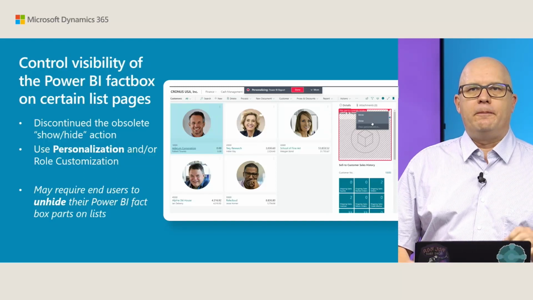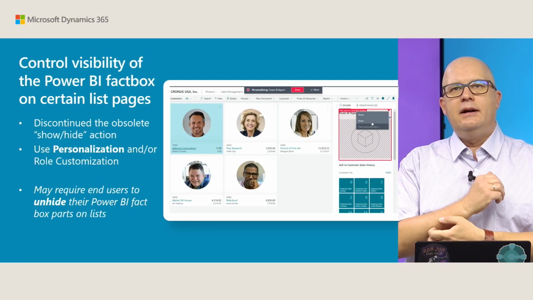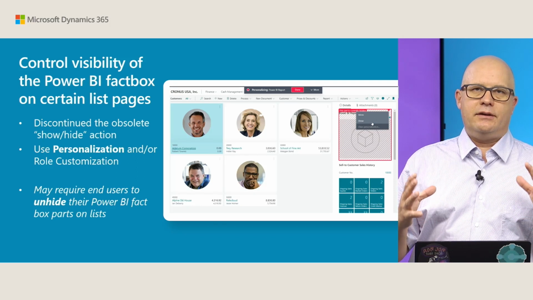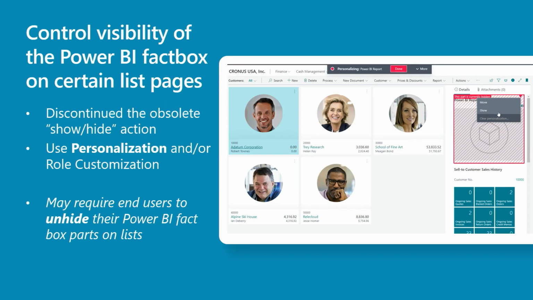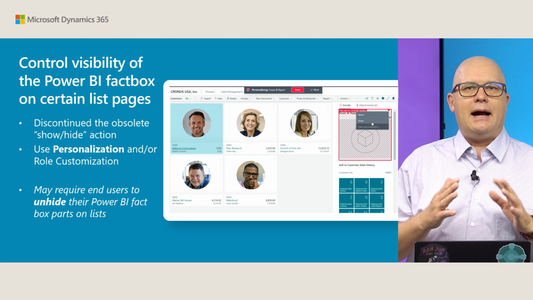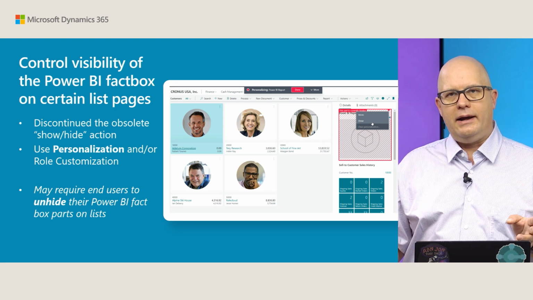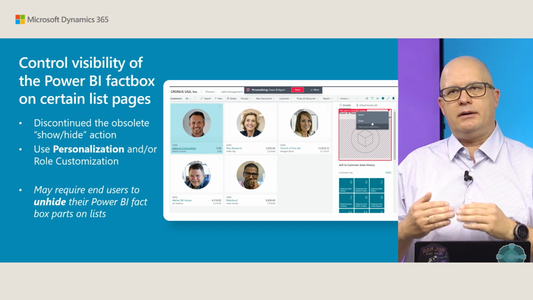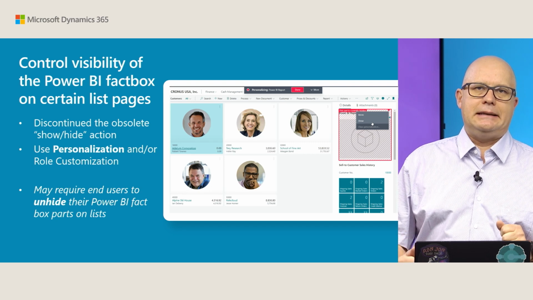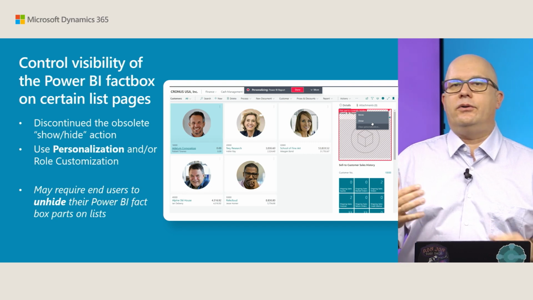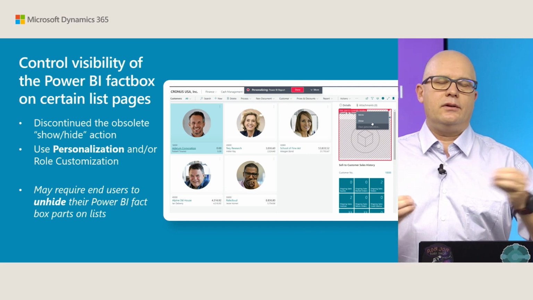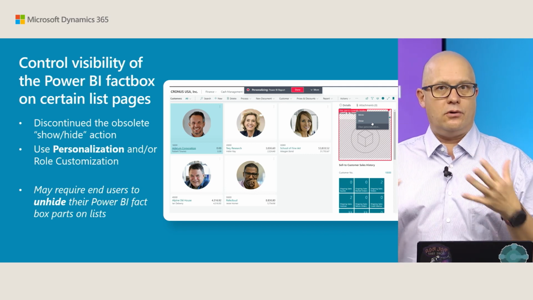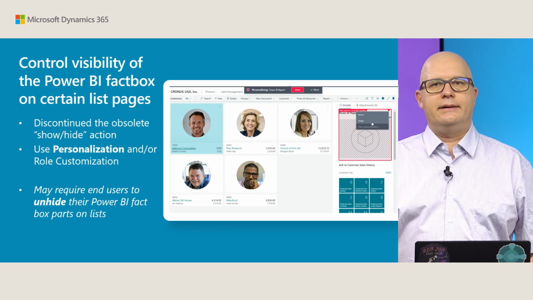If we go back to the Business Central product itself, one thing that has changed is also the visibility of Power BI Factbox on list pages, which is now controlled by personalization and customization, precisely as the rest of Business Central UI. So if you need to see the Power BI part on lists, you need to go to personalization and unhide it, or you can also use role customization and provide that customization for the whole role and then for all users who are in the same role.